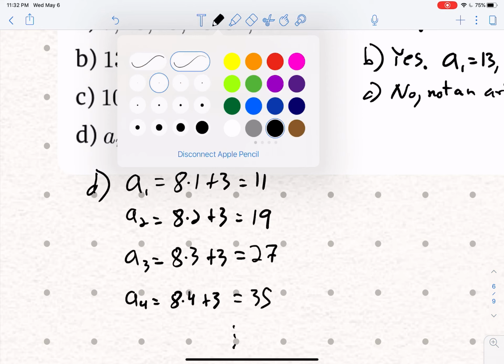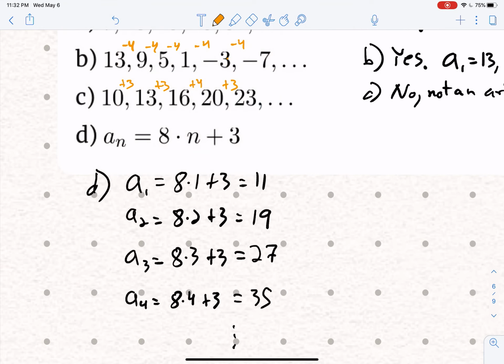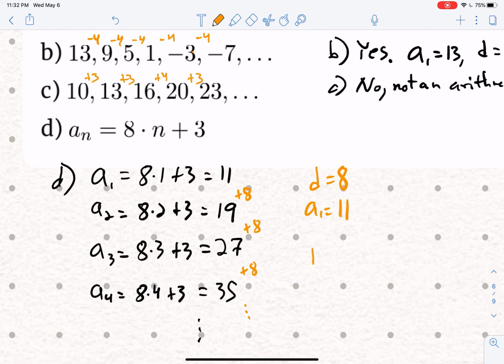And if we look at these common differences, from 11 up to 19, we added 8 to get from 11 to 19. From 19 to 27, we added 8. From 27 to 35, we added 8. And so on. It seems that there's a common difference, D, equal to 8. And we also know what the very first element is, which is A1 is equal to 11. So for part D, it looks like it is an arithmetic sequence. Yes, it's arithmetic. And let's find a general formula for it.